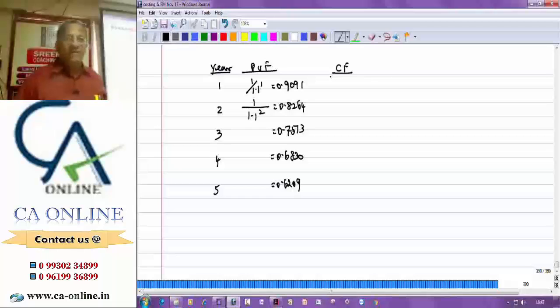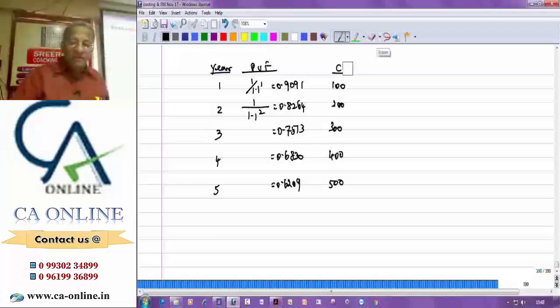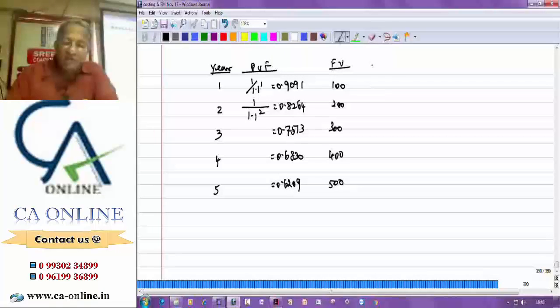So we should only mend our ways to use it. Cash flow 100, 200, 300, 400 and 500. This cash flow is the usage that we have in the case of... This is future value. So now let us just bring out the present value. What is the present value? 100 into 0.9091. 90.91. Next 200 into 0.8264.